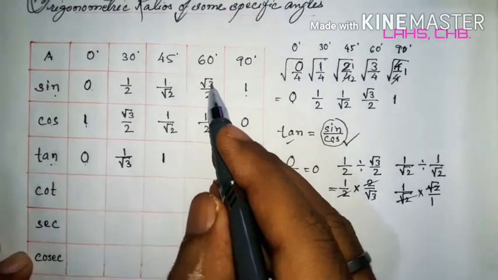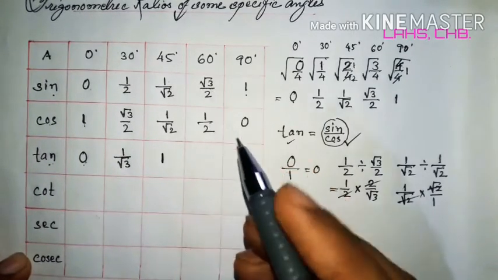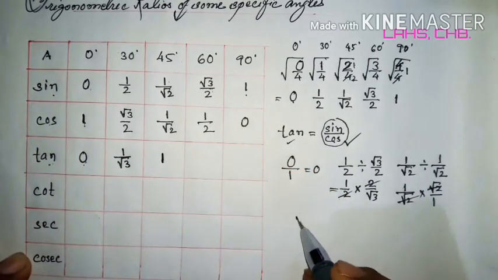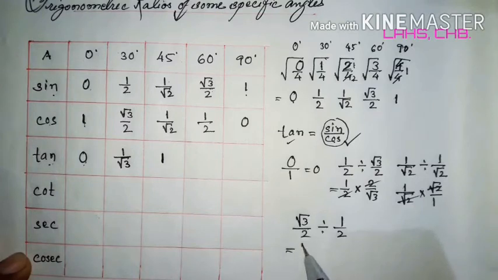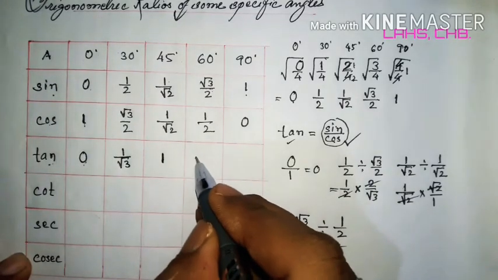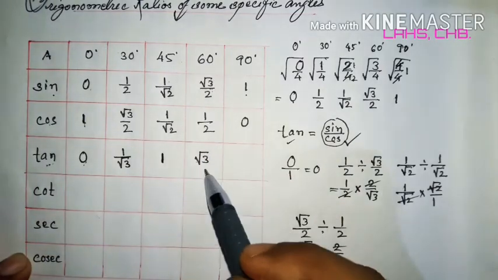Then see, tan 60 degree, divide sine value by cos, root 3 by 2 divided by 1 by 2. Then root 3 by 2 into 2 by 1, 2 will get cancelled, root 3 by 1. So we are not going to write 1 at the denominator place, it is meaningless. Root 3 is the value for tan 60 degree.